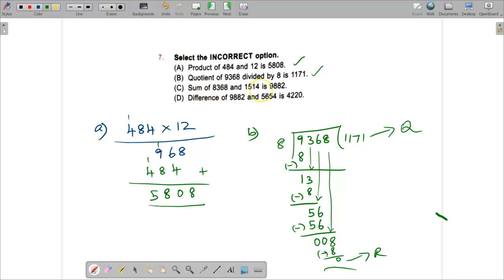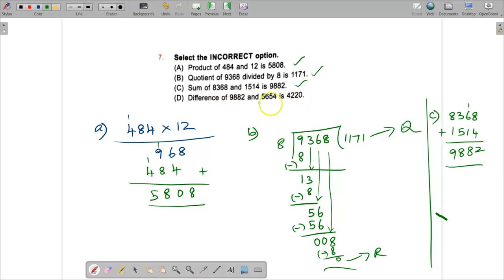So let me move on to the next one. So the sum of 8368 and 1514. Option C, sum means addition. So we need to perform the addition operation. 8 plus 4, it is 12. Carry is 1. 6 plus 1 plus 1, it is 8. 5 plus 3, it is 8. 8 plus 1, it is 9. So here the answer is 9882. Here also the answer is 9882. So this is also correct.